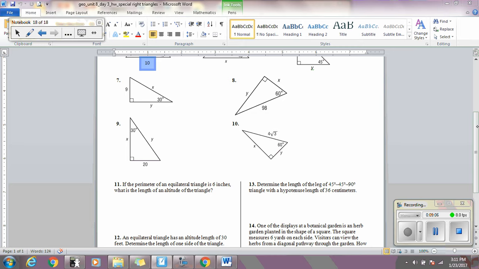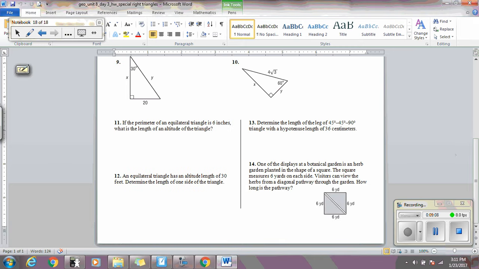All right, let's look at number 11 and number 13. Those are our final questions. Number 11 says, if the perimeter of an equilateral triangle is 6 inches, what is the length of an altitude? So if it's equilateral, that means all 3 sides are equal. So if the total is 6 and I divide that by 3, that means each side is 2.